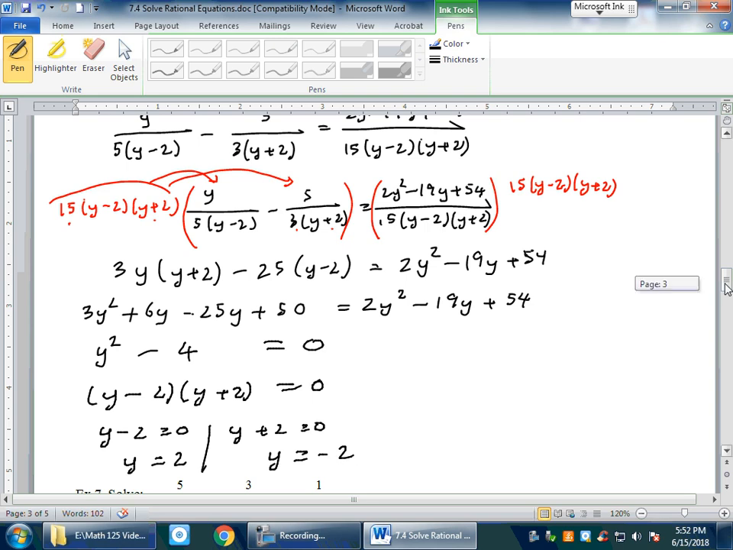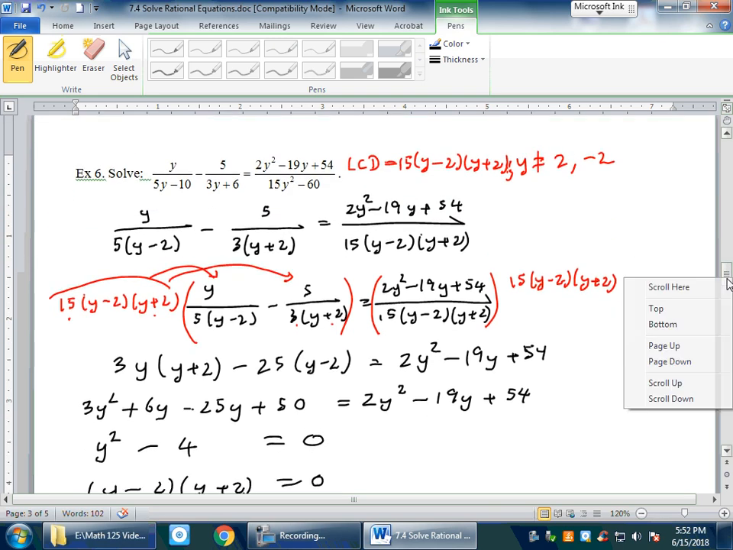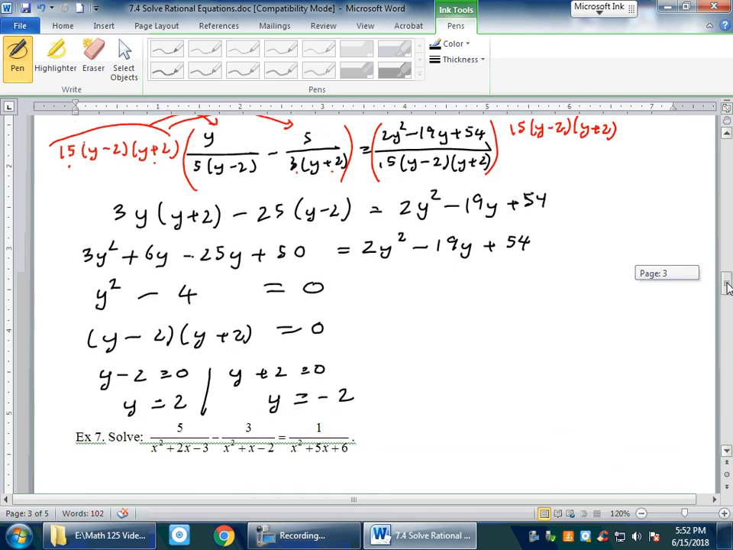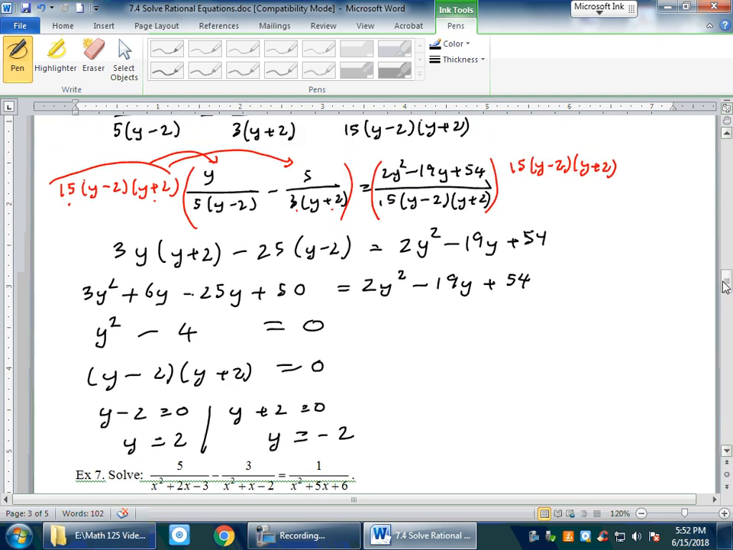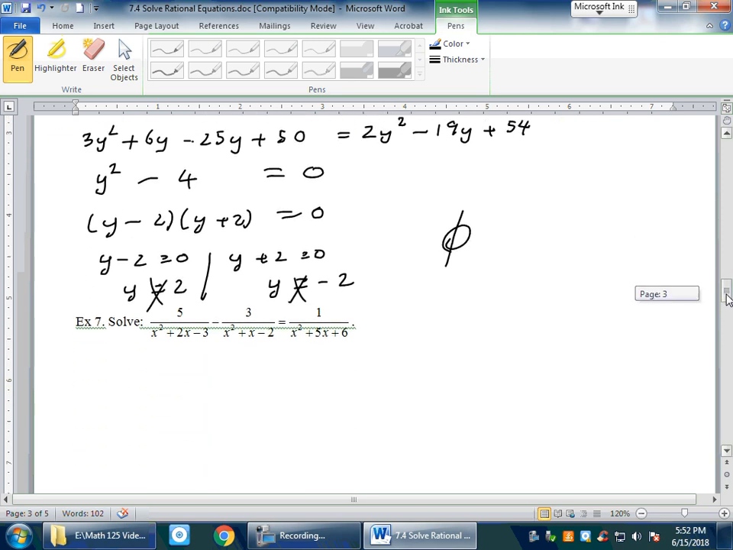And going back to check our solutions, y cannot be equal to either 2 or negative 2, and that makes it no solution for this example, because both of the possible answers cannot be the solution, because they are part of the restriction. Good.